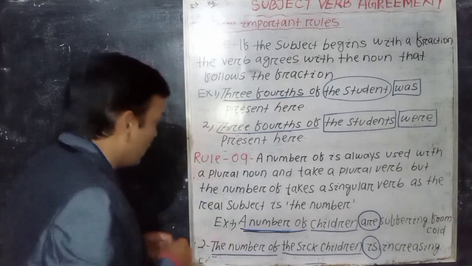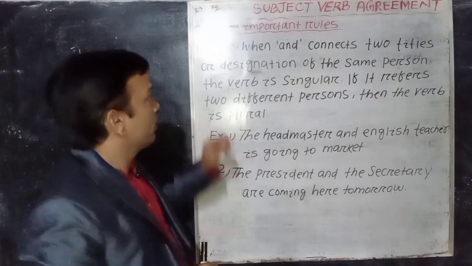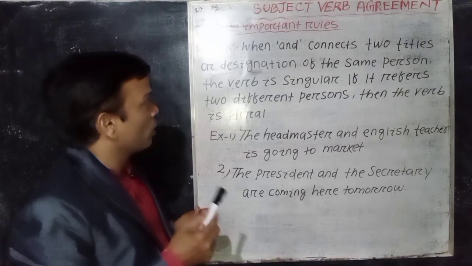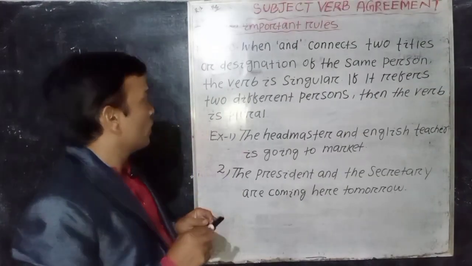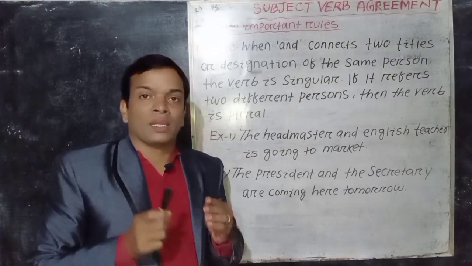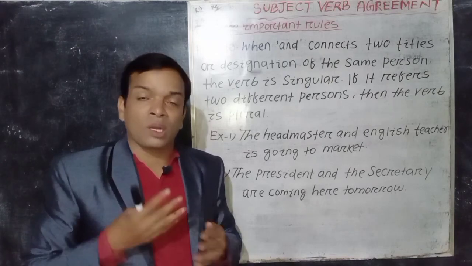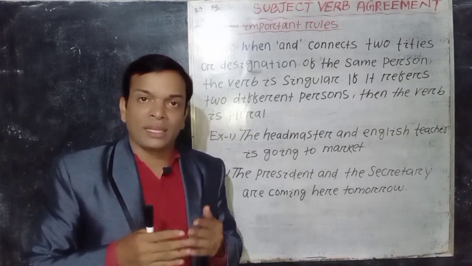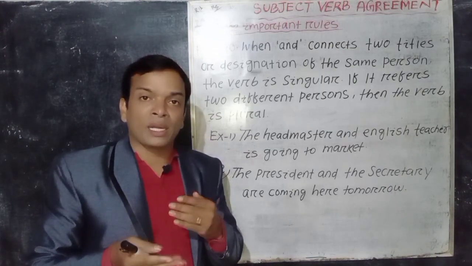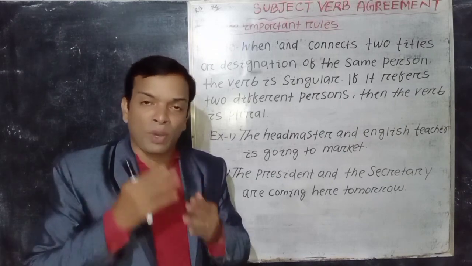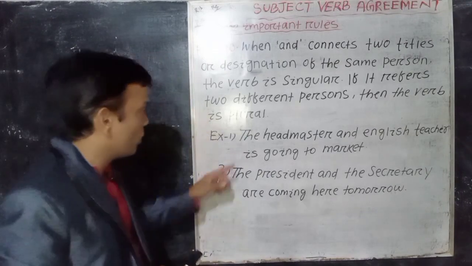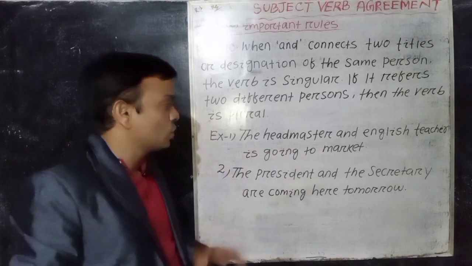This is the difference. Okay, then see rule 10. When and connects two titles or designations of the same person, the verb is singular. If it refers to different persons, then the verb is plural. That means when we connect one person's two designations or titles with the conjunction and, then the verb is singular. But when we connect two different persons' titles or designations, then the verb is plural.